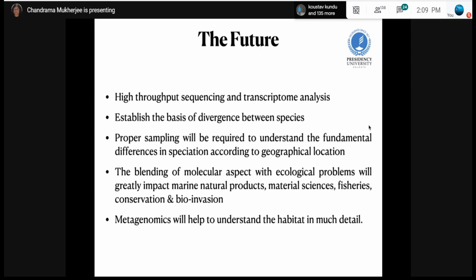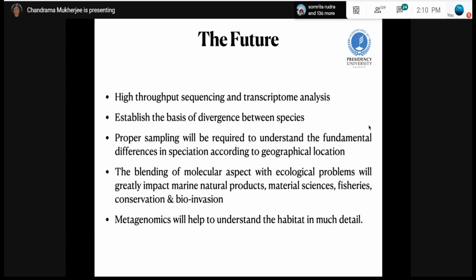So the future would lie in marine ecology. From the molecular biology perspective, I think this is the high throughput sequencing and transcriptomic analysis, because I think it is the right time to look at the ecological approach with that much detail, so that we would be able to know what players are controlling the different responses at the molecular level. This would also help us understand the basis of the divergence between the species.